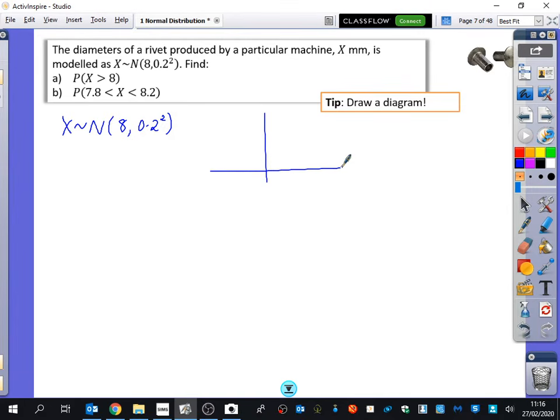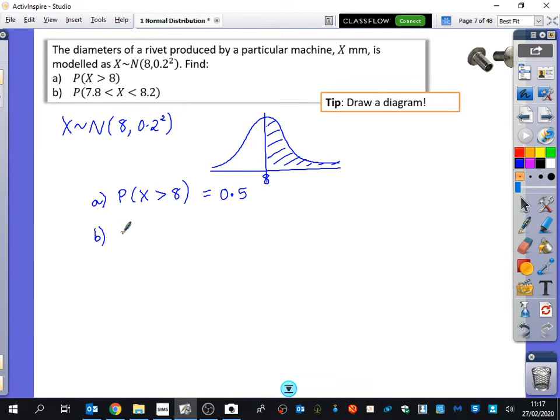So we draw a quick sketch of what the diagram looks like. You need to try and get into the habit of drawing this kind of shape. It rises up and rises down. What did we say goes at the center? The center is going to be 8, because this is what the mean is. For part A, we're trying to find the probability that the rivet has a millimeter which is larger than 8, which is this area over here. It's just 0.5. The whole thing is 1, and it's half of it.